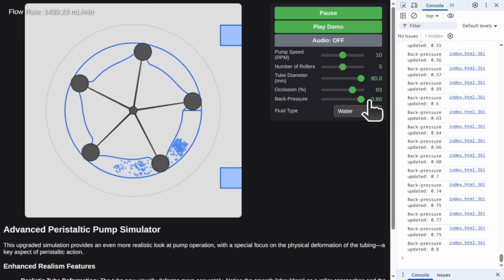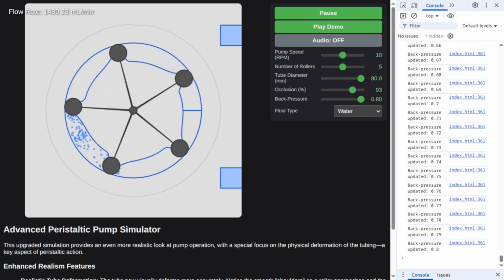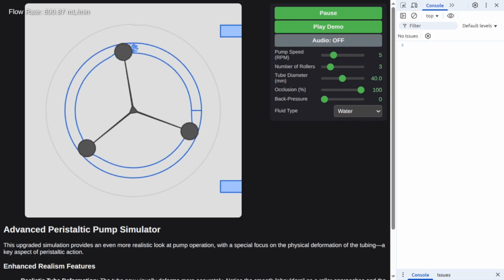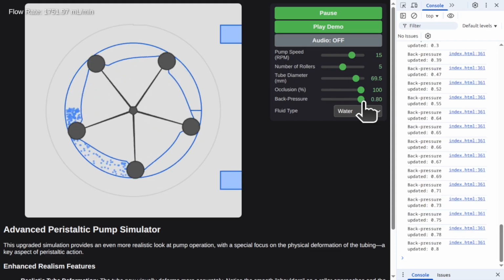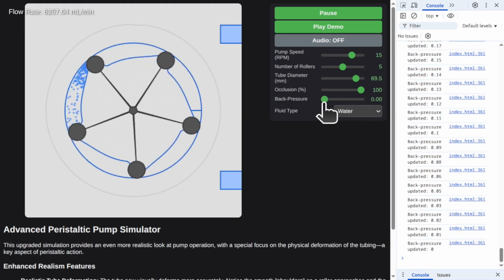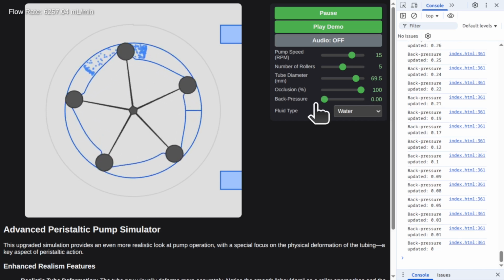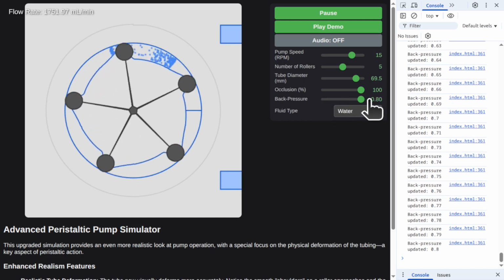So when we change it from 0 to 0.8, what do you expect it to change in the simulation? When the back pressure is increased from 0 to 0.8, the flow rate of the liquid in the simulation is expected to decrease. And is it, now that I'm changing the value for the back pressure, actually happening as expected? Yes, as you adjust the back pressure using the slider, the flow rate shown at the top left of the screen changes, indicating that the simulation is responding as expected. When back pressure is decreased, the flow rate increases, and vice versa.